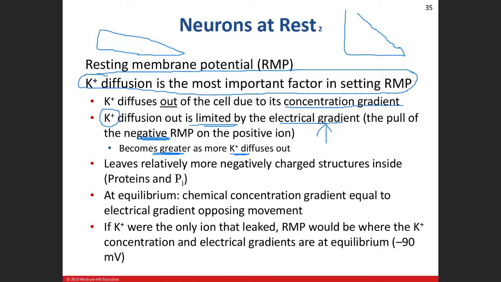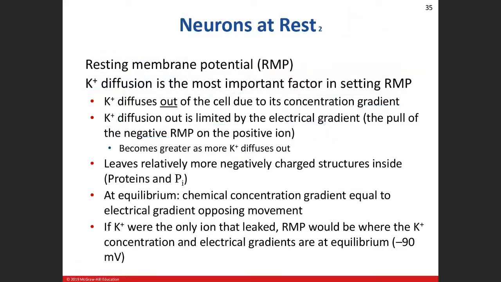And think about this too. As more potassium leaves the inside of the cell, remember potassium's positive. Our negative charged items can't leave. So as more potassium leaves, we start to see the inside of the cell become more negative. That means its negative attraction for potassium becomes stronger. So it makes it even harder for potassium to leave the cell as time goes on. So it slows down its diffusion.